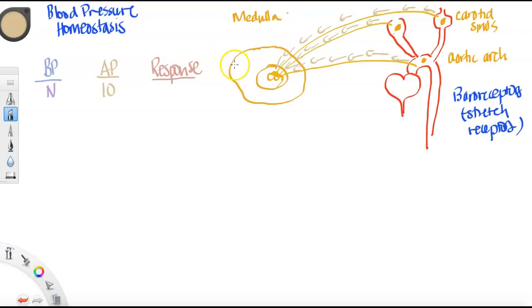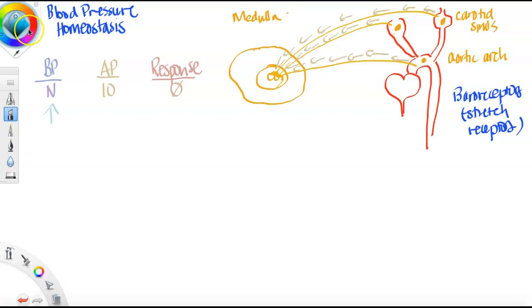Okay, so if the cardiovascular center is getting its 10 action potentials, what will the response be? Well, the response will be nothing. It's fine. It's in homeostasis. It's happy. It's good. Okay? So, what happens if the blood pressure goes up too much? Okay, so it's increased.